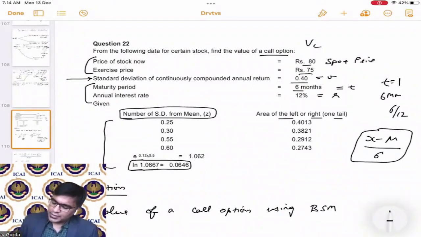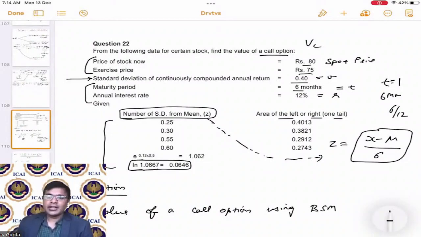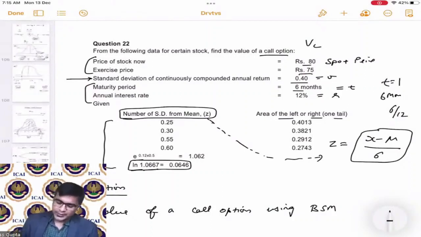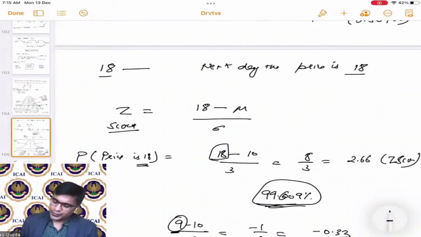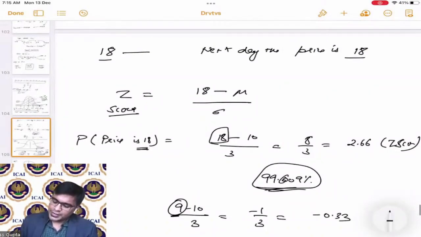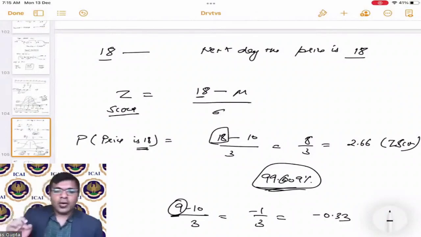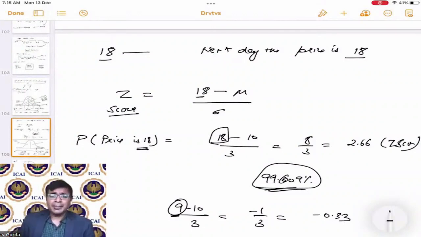So while understanding the concept, we studied that we have to calculate the z value, and the z value is always calculated by subtracting the mean and dividing by the standard deviation. If we go back here, this was our z score, correct? Z score was that particular observation minus mu, which is the mean, and totally divided by the standard deviation, correct?